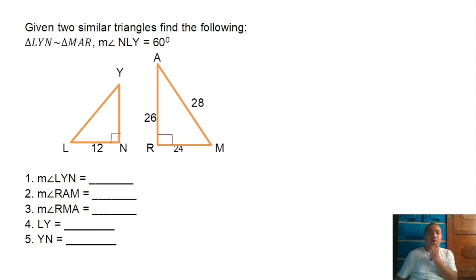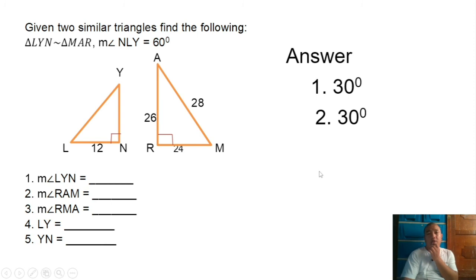So given angle, there are two right triangles. Angle N is 60 degrees. So 60 rin yan. Therefore this is 30. So what's the measure of angle LYN? 30 degrees kasi 60 yan eh. 60 plus 30, 90 plus 90, 180. How about angle RAM? It's also 30 degrees. How about angle RMA? 60 degrees.